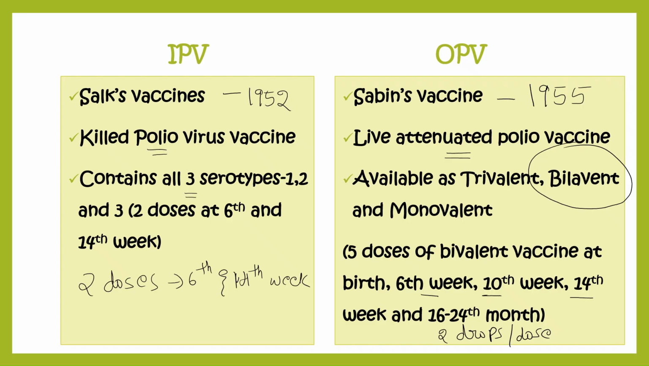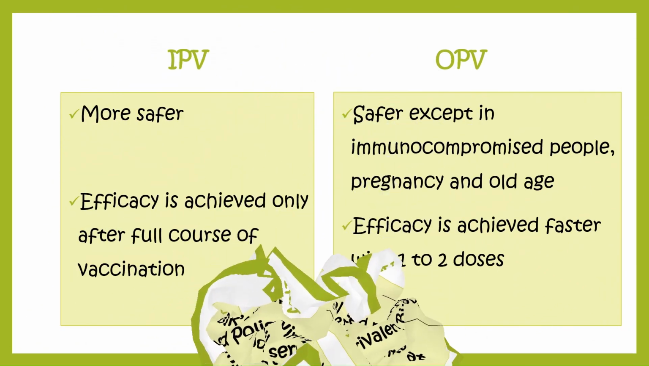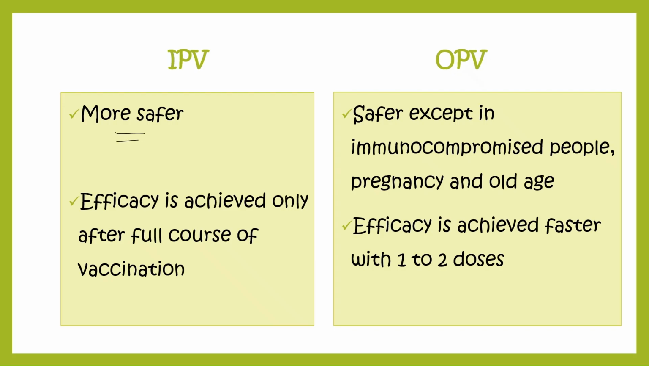And coming to safety, injectable polio vaccine is relatively safer than oral polio vaccine, since killed strains of virus are used here. Whereas in oral polio vaccine, we are using live but attenuated strains, right? So these live strains are safer, but except in immunocompromised individuals or pregnant women or old age. Since they have suppressed immunity, these live strains can rarely cause infection.